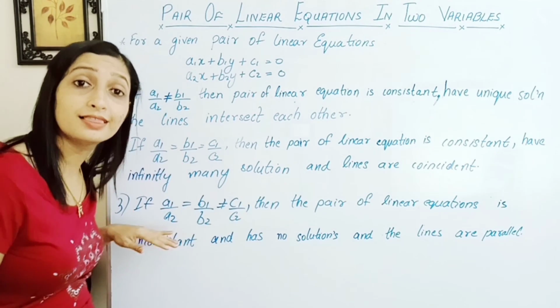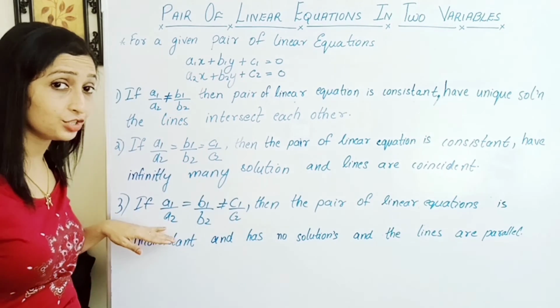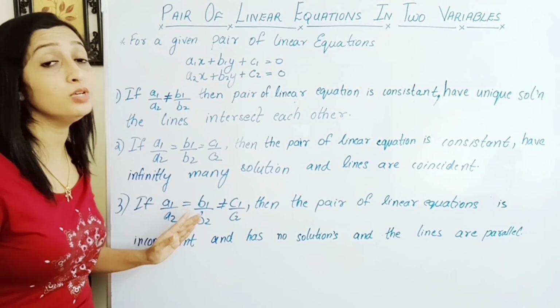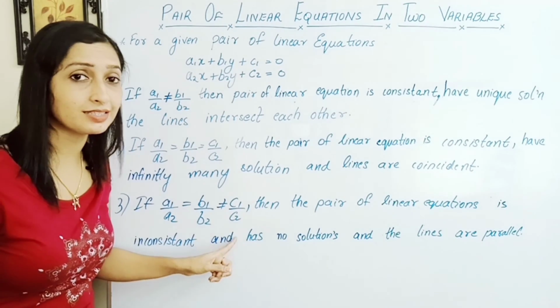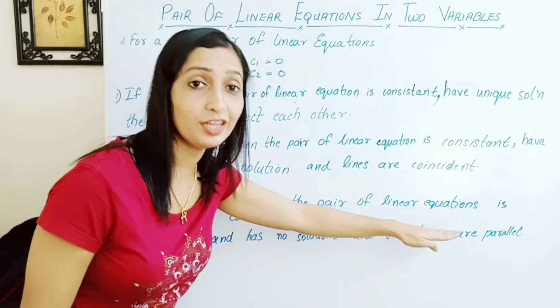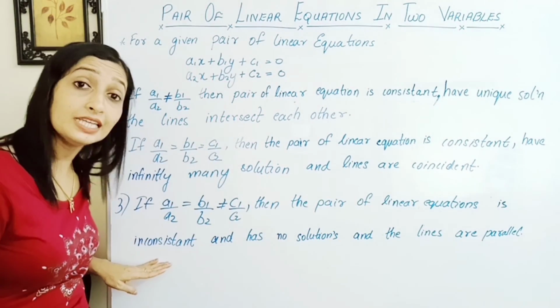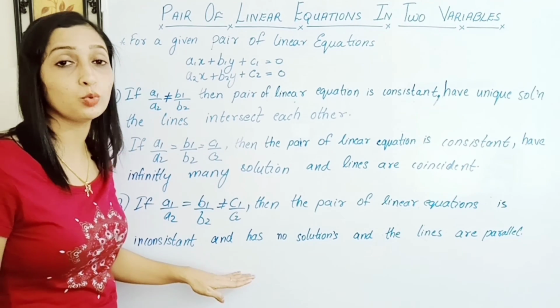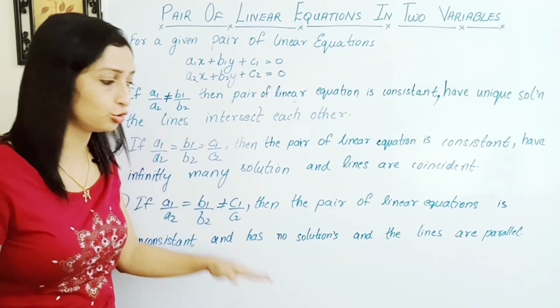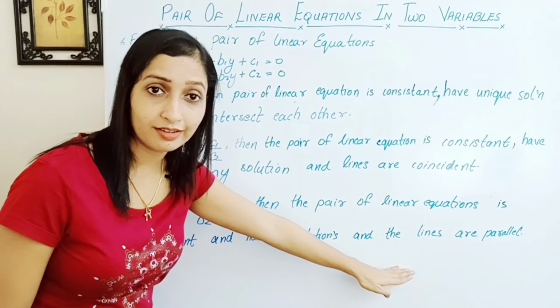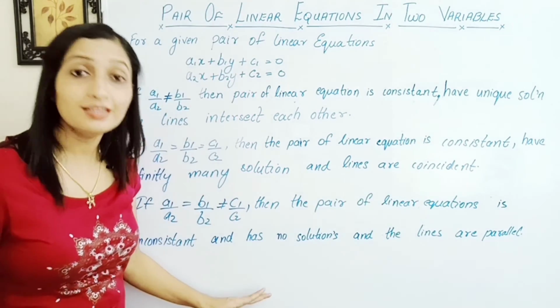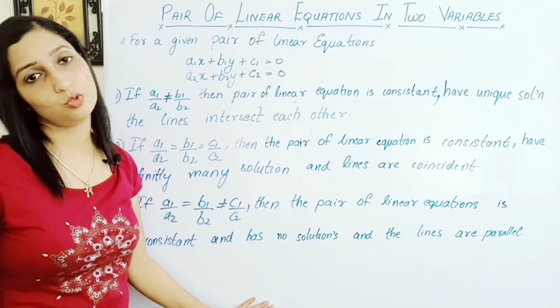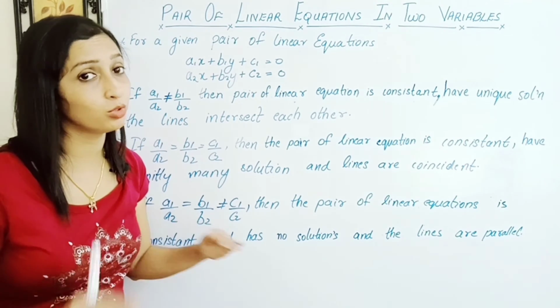And what is the third condition? The third condition is if a1/a2 = b1/b2 but not equal to c1/c2, then the pair of linear equations is inconsistent and it will have no solution, and when you draw the graph, the lines will be parallel. So these are the three important conditions which you need to remember throughout the chapter.